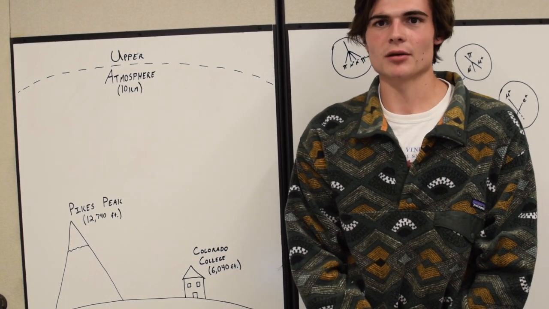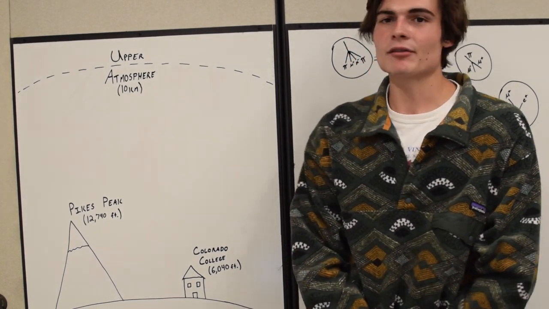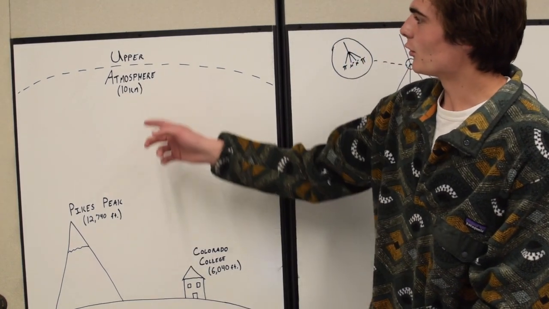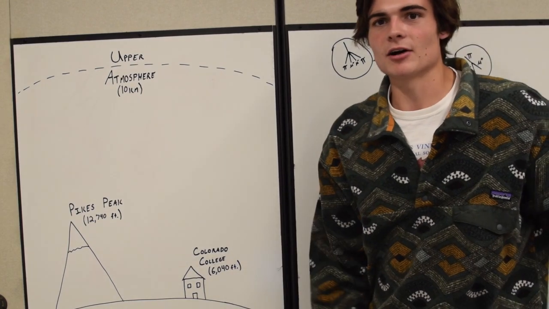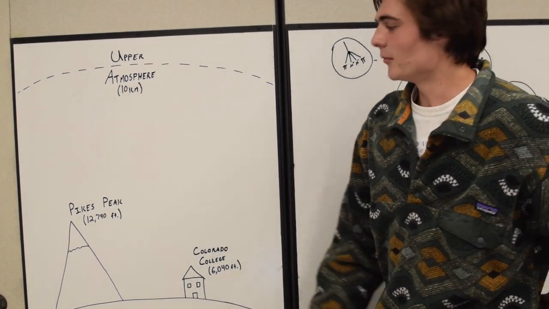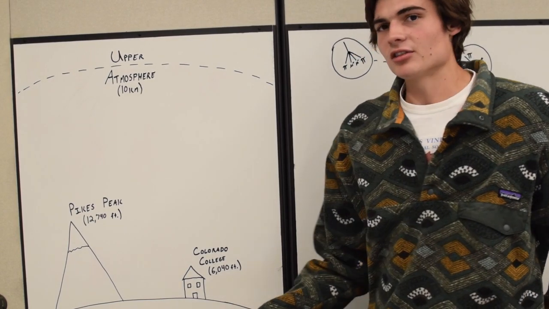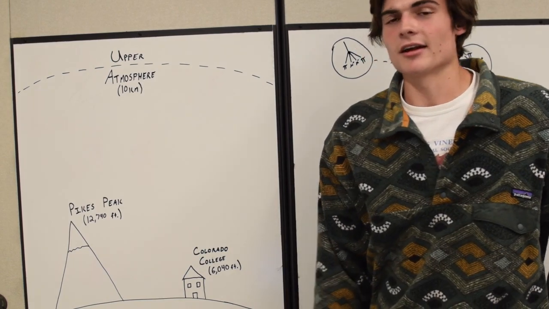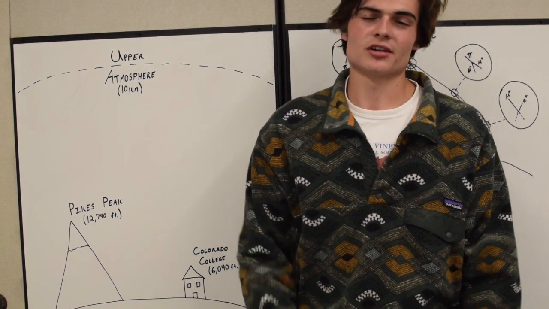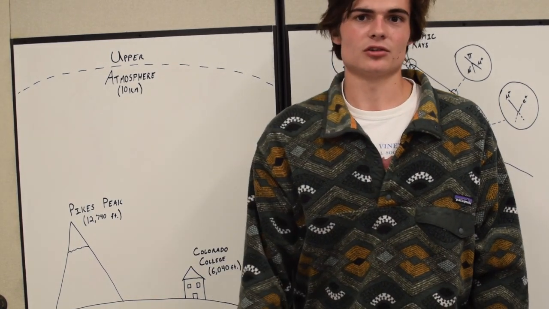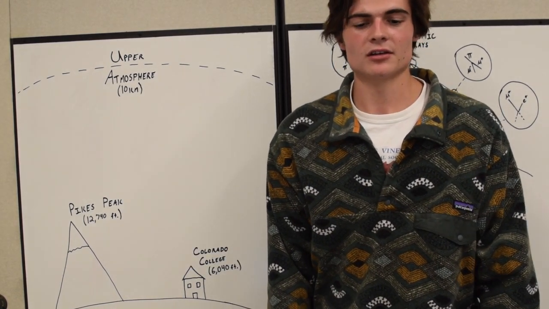Once we started the experiment, we realized that to calculate the half-life, we would have to include time dilation. Since muons are formed in the upper atmosphere at about 10 kilometers, they should not even exist as we see them, whether on Colorado College's campus at 6,040 feet or at Pikes Peak at 12,740 feet. They shouldn't exist anywhere on Earth's surface, according to how we see them, based on their short and unstable half-lives.